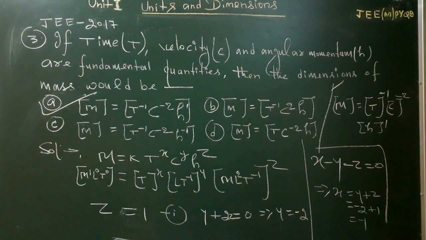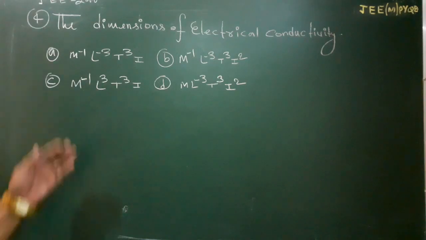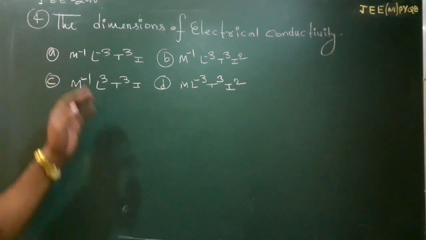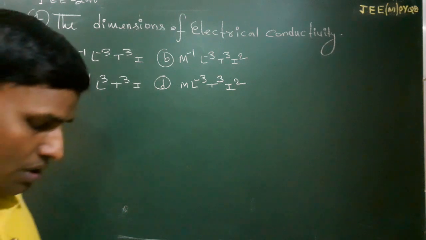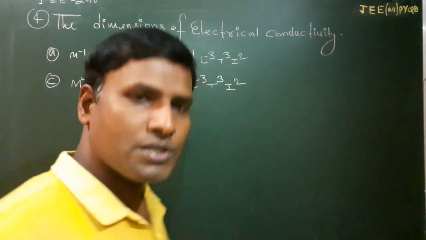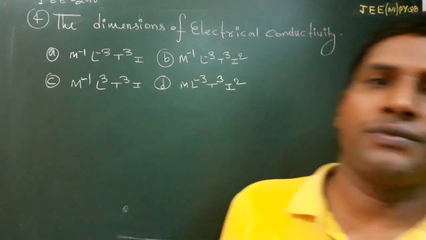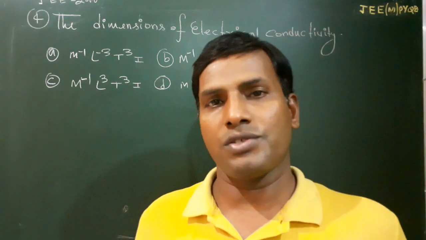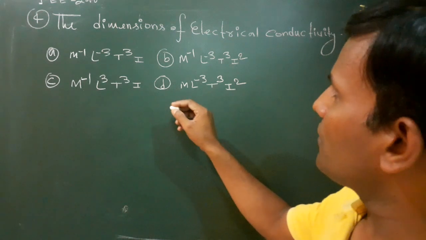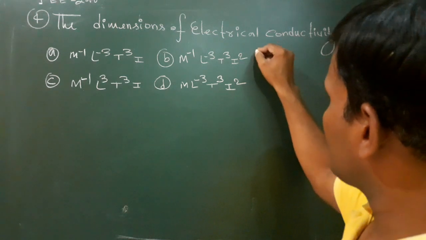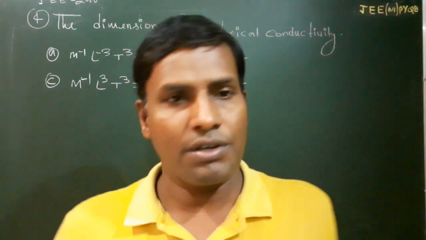Next, this is the fourth question, a 2016 JEE question. Here we need the dimensions of electrical conductivity. This is based directly on the electrical formula and we can solve it. See, V is equal to IR, we know very well, so we can solve it very easily.